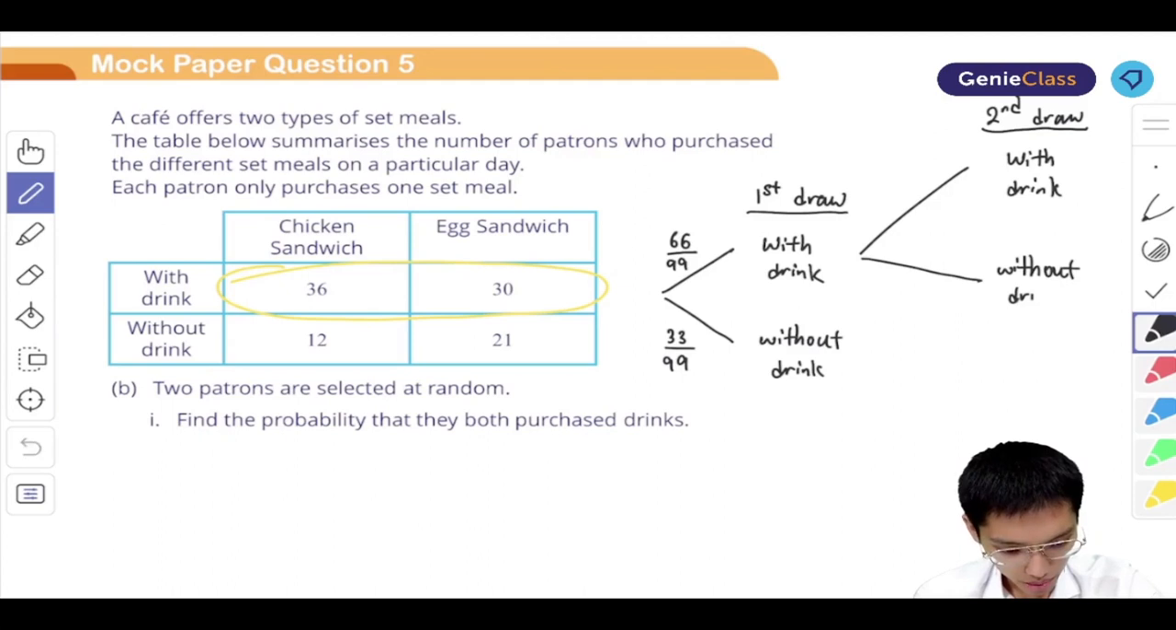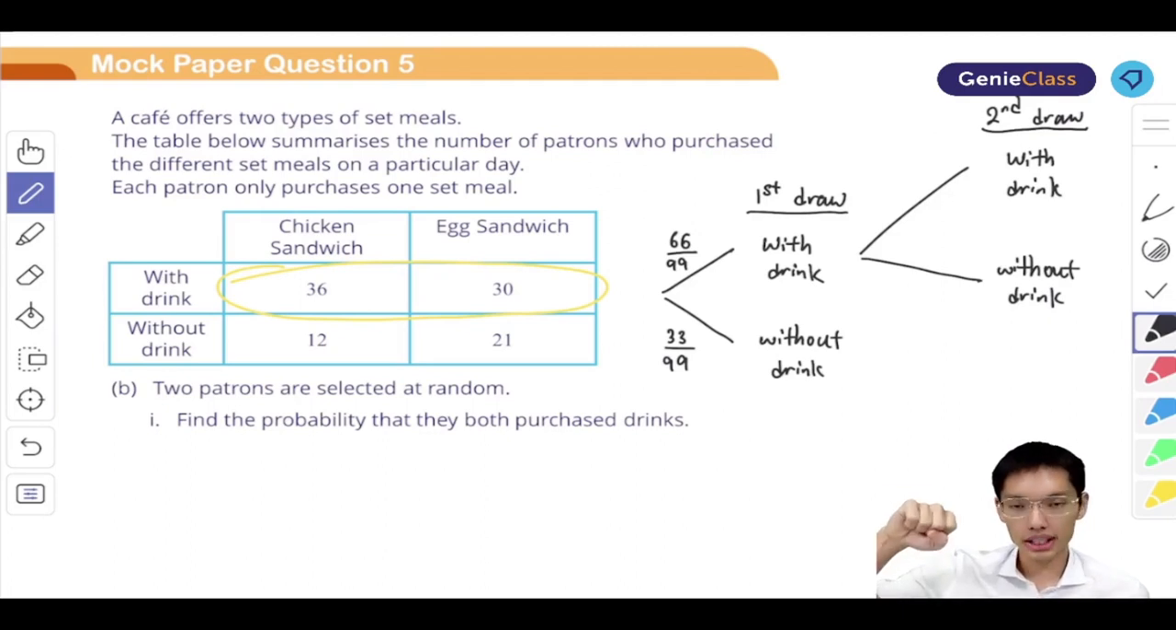What is my probability for with drink? Anybody else want to give it a shot? With drink. Yes, that's right. Because I picked the person already, it purchased drinks. I'm not going to replace the person again.